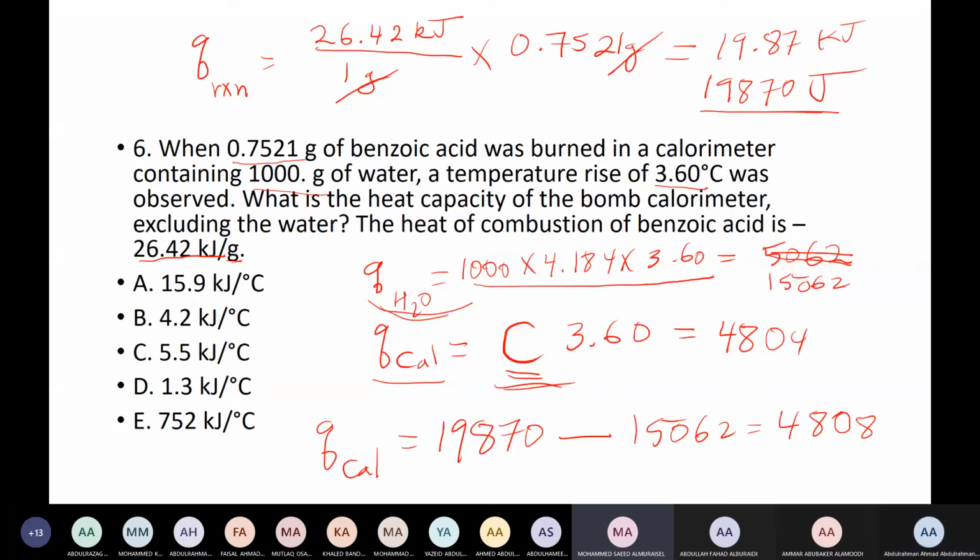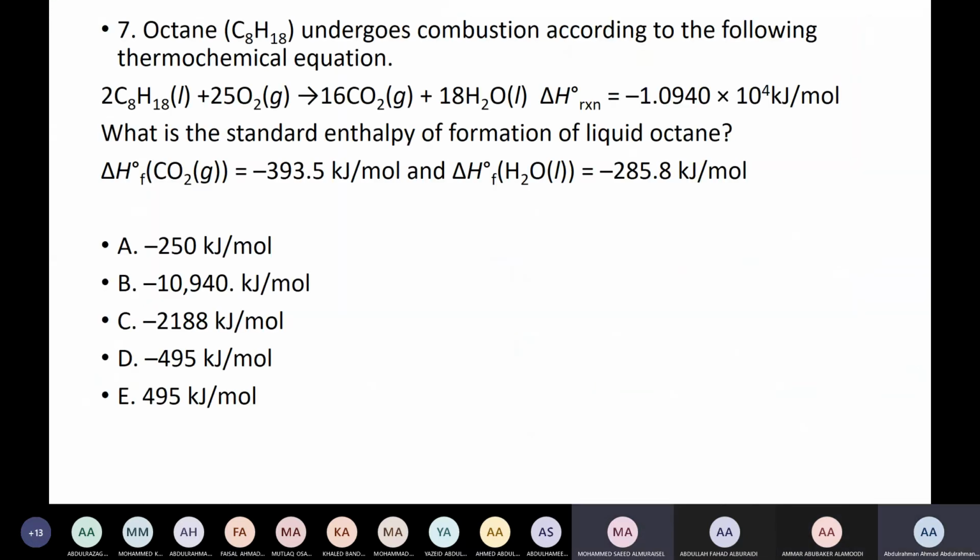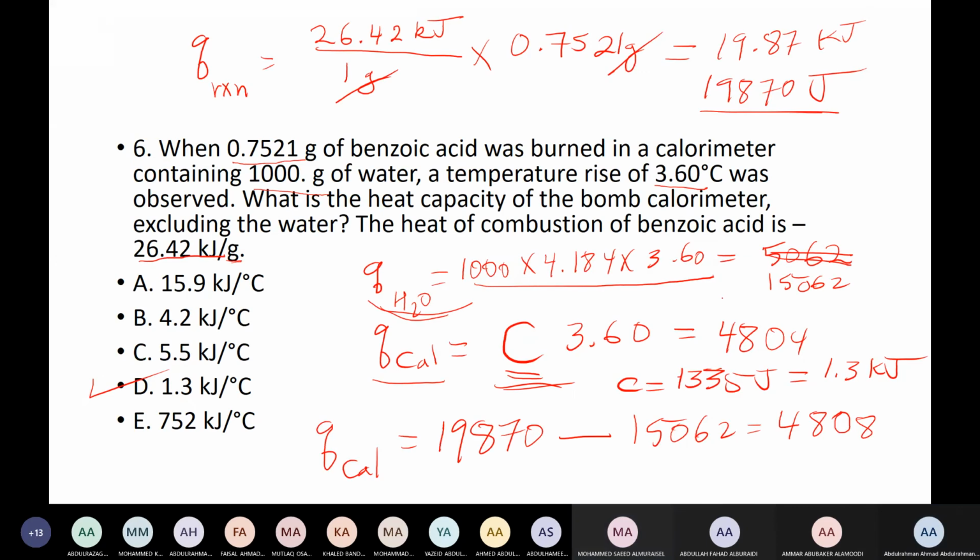$1,333.35 equal to 1,300? 35 joule, or 1.3 kilojoule. So which is the answer? D. D. But doctor. Yes.